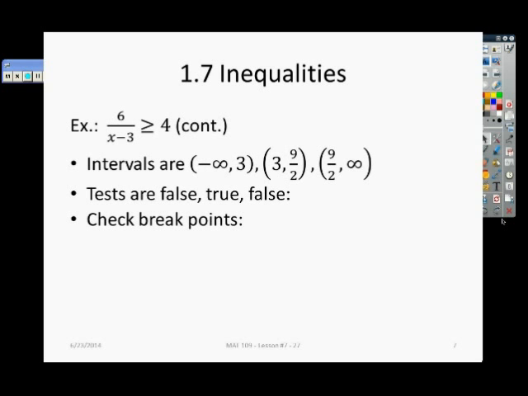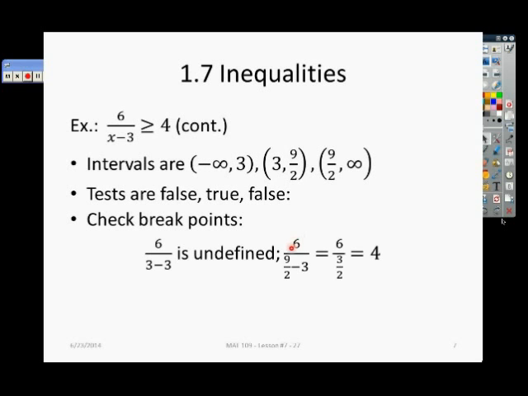One thing you can do: the breakpoints from the denominator, which we got by setting that equal to 0, will never be part of the solution, because if they were, you would be dividing by 0. So we only have to check the breakpoints we got from the numerator. The breakpoint we got from the numerator was 9 halves. So let's check 9 halves.